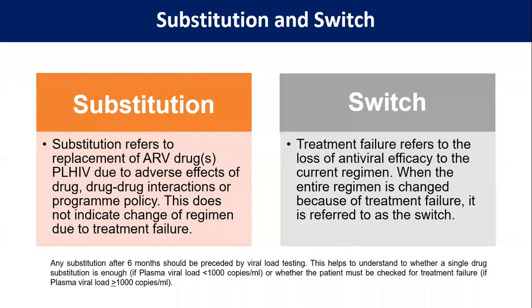Now, substitution versus switch. In case of side effects, adverse effects, or drug-drug interaction, a single molecule is changed, which is called substitution, whereas when the entire regimen is changed following treatment failure, it is called a switch. Any substitution after 6 months should be preceded by viral load testing. This helps us understand whether a single drug substitution is enough, that is, the viral load is less than 1,000 copies per ml, or whether the patient must be checked for treatment failure, that is, if the plasma viral load is more than 1,000 copies per ml.